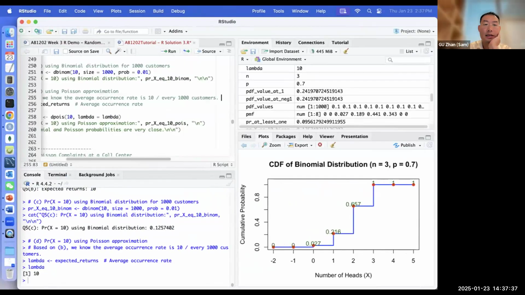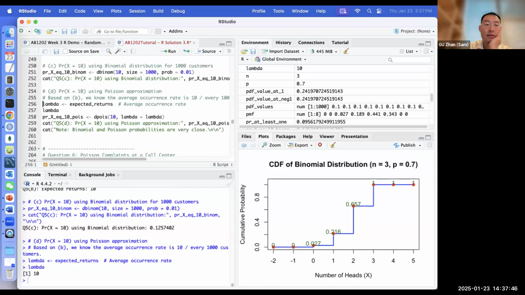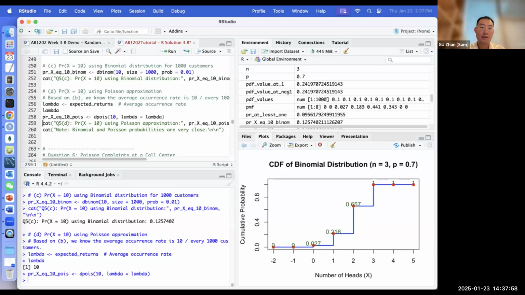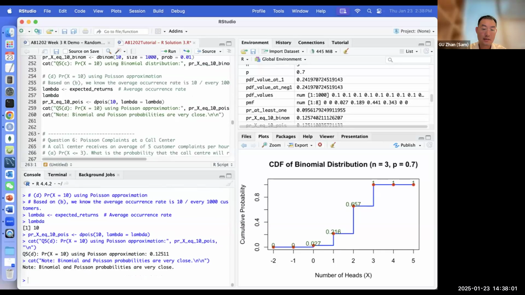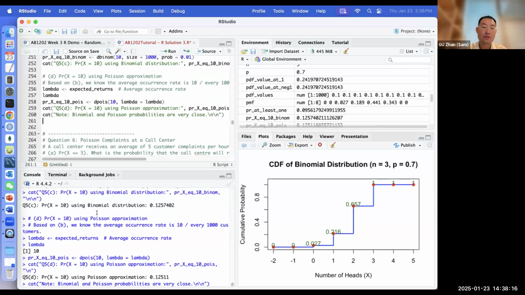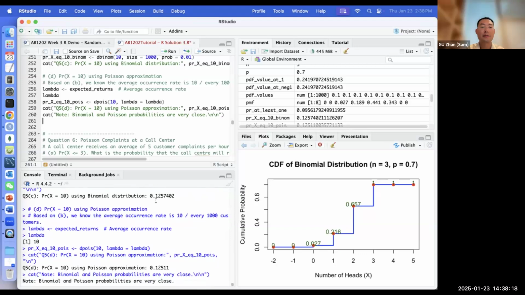Based on B, we know that the average occurrence is 10 returns over 1,000 customers. Then now we calculate the return rate. For the Poisson distribution, it is approximately 0.125. So it is very close to using a binomial distribution. Okay, it's very close now.